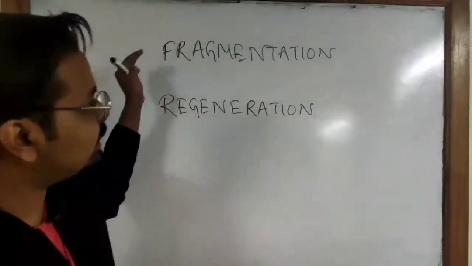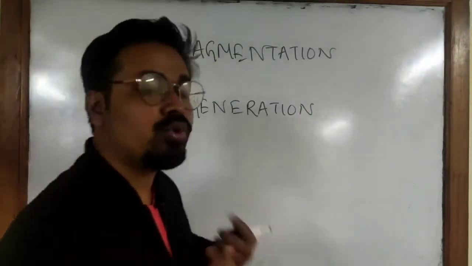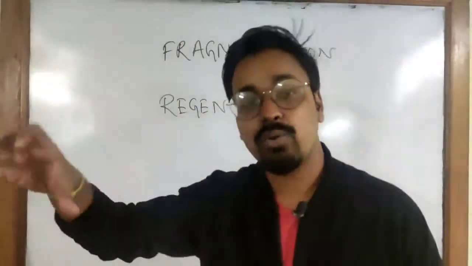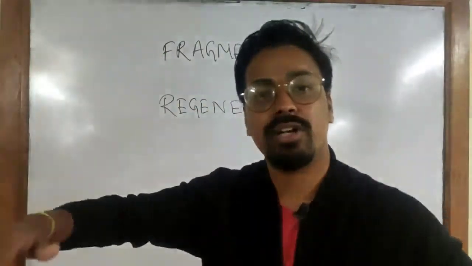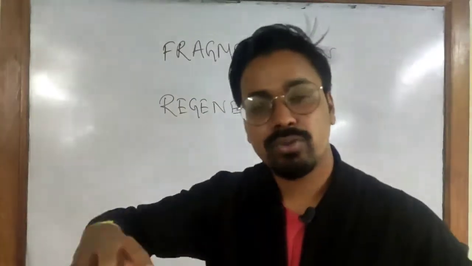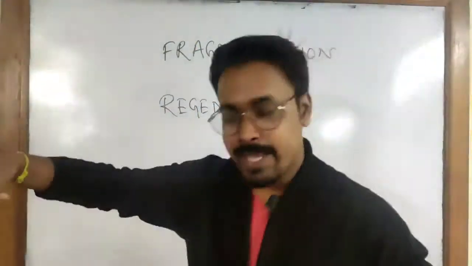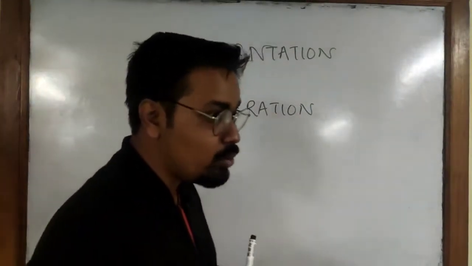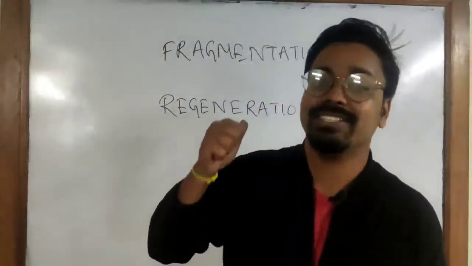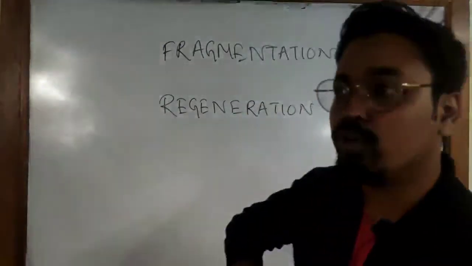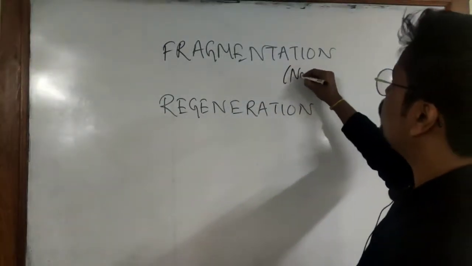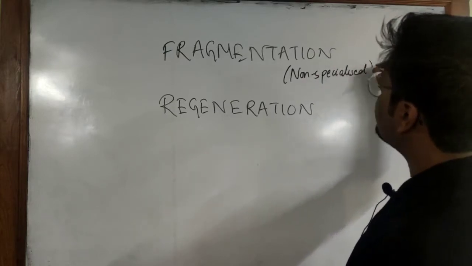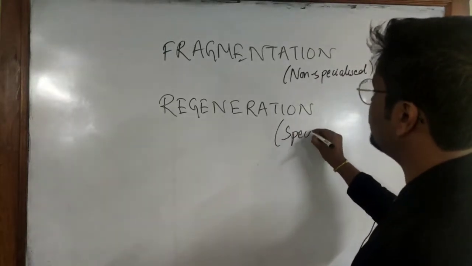Okay, now both these have the same outcome. Means if you cut any part of the body, if you cut the body into multiple parts, each part will develop into a new organism. Like if you cut an organism into 5 parts, these 5 parts will develop into 5 new organisms. Now what is the difference then between fragmentation and regeneration? The difference is in which type of cell actually does this. In case of fragmentation, we have non-specialized cells, and in case of regeneration, we have specialized cells.